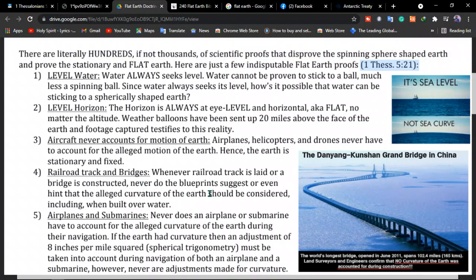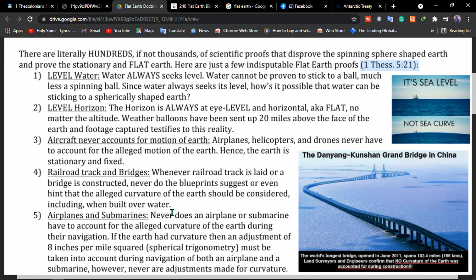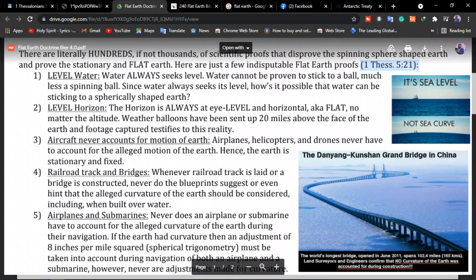Whenever railroad track is laid or a bridge is constructed, never do the blueprints suggest or even hint that the alleged curvature of the earth should be considered, including when built over the water. They just build on a straight line. Look at this. Think about this bridge, all right?